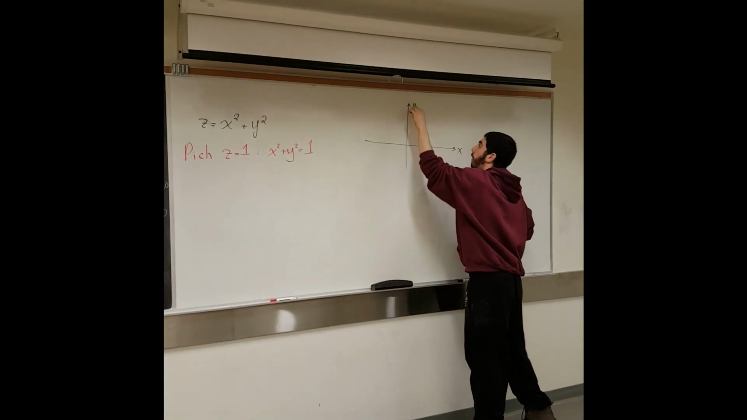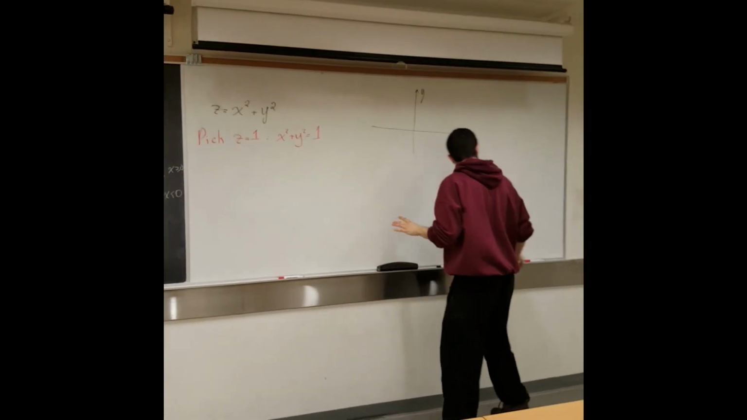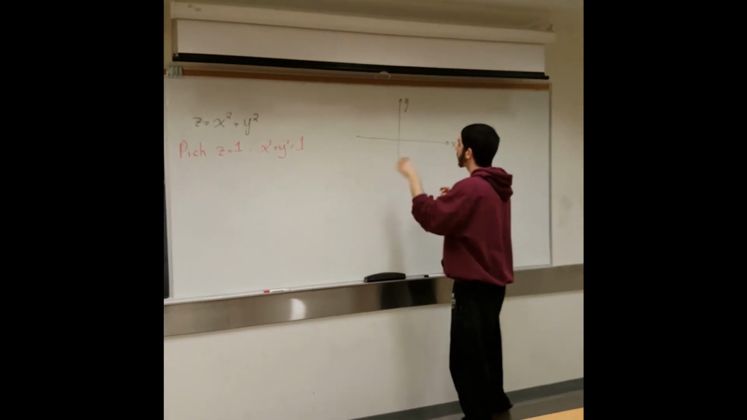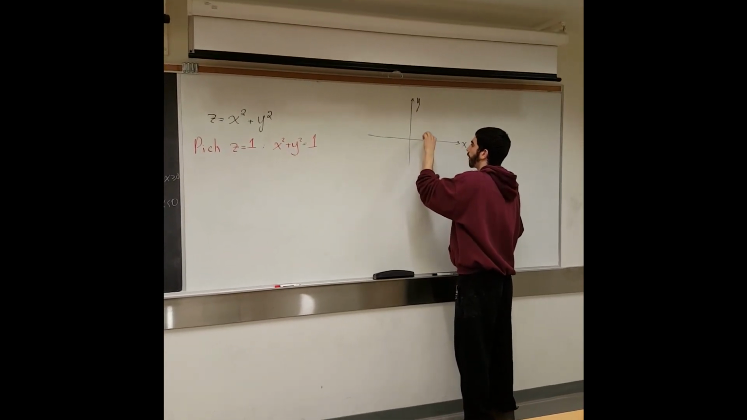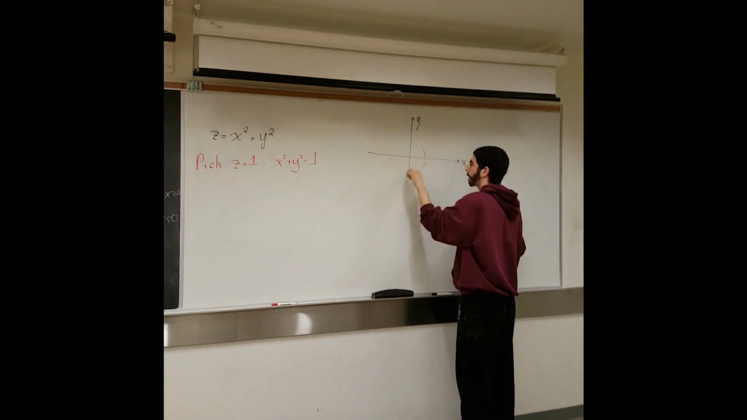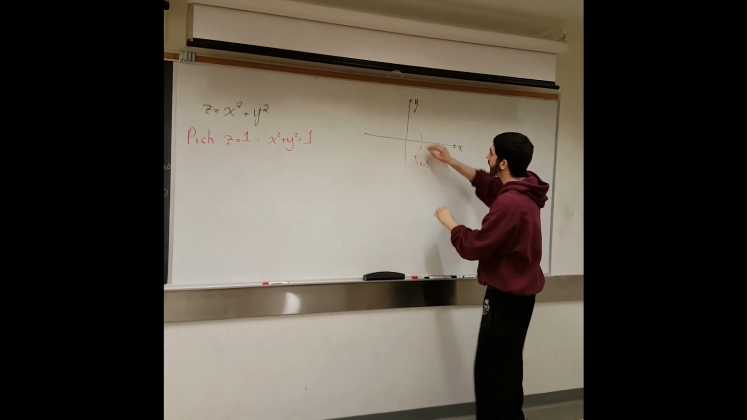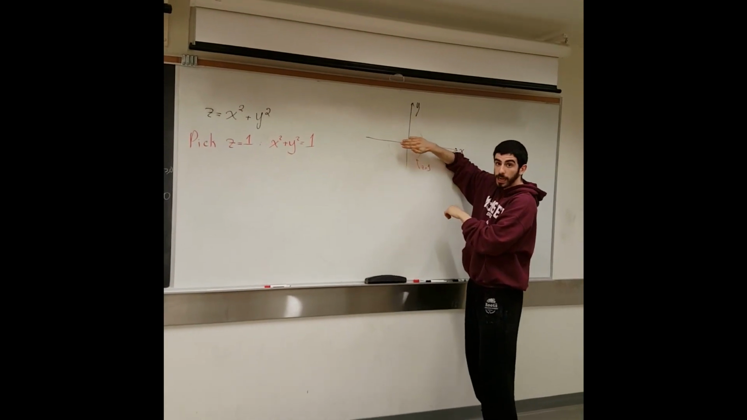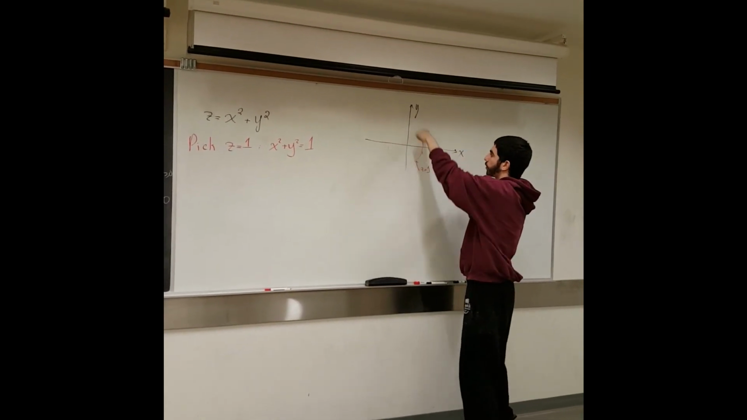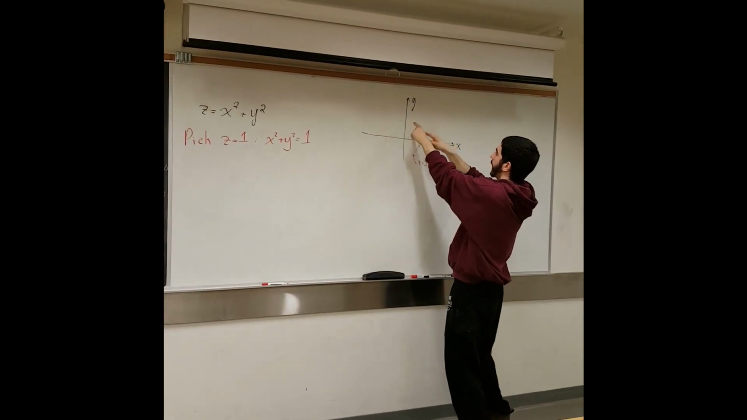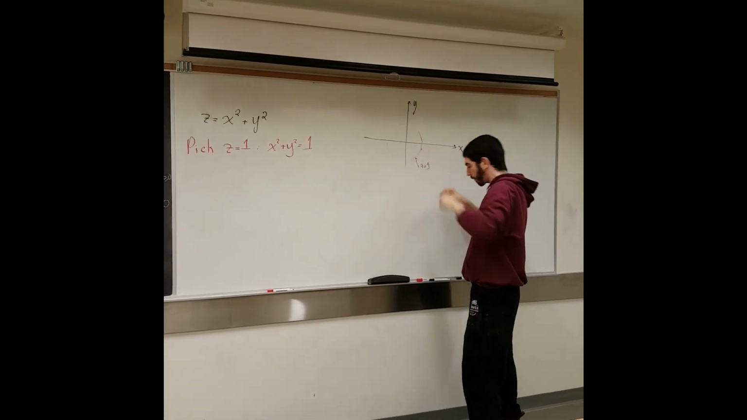Okay, so when z is equal to 1, this is quite similar to the previous case: we have a circle of radius 1. So this right here is z equals 1. At a height of 1, we've got a circle. So this thing is actually sitting outside the board at a height of 1.